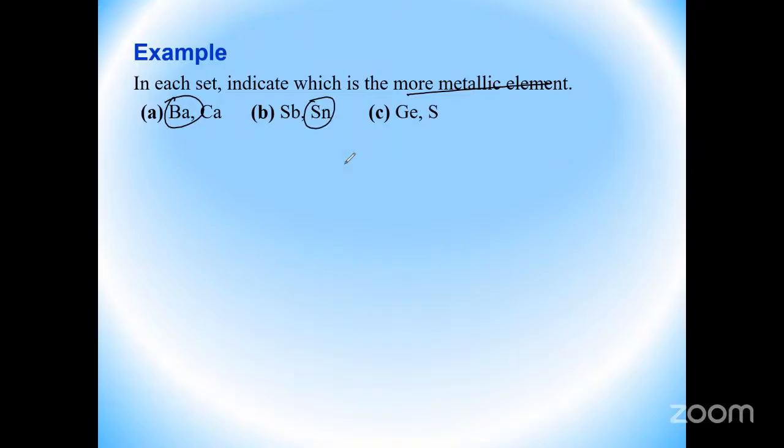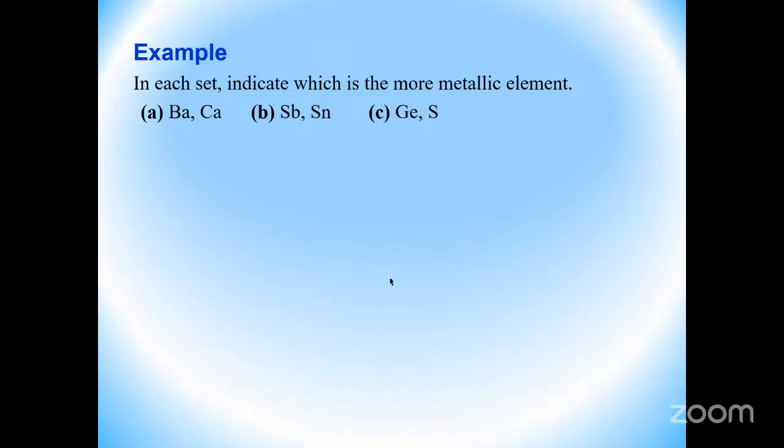All right. And then we have germanium and silicon. Where's germanium? Okay, germanium is there. Not silicon, I'm sorry, sulfur. So which would you expect to be more metallic? Germanium. Germanium, exactly. And that's it. All right, very good. Okay, let me clear this.